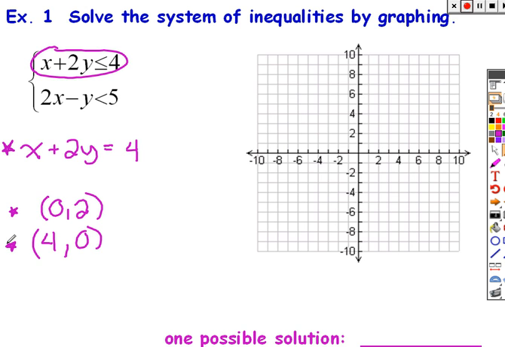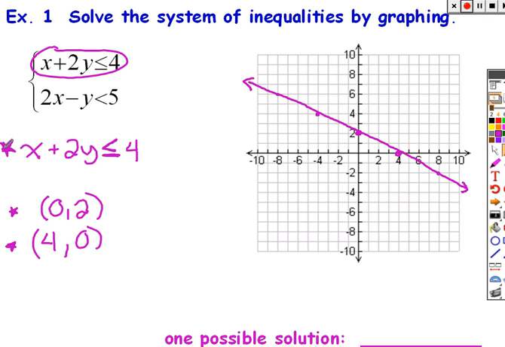But remember, this actually wasn't an equal sign. This was a less than or equals to sign. So if I think about 0, 2 and 4, 0, these would be points that were on that line. If my symbol is less than or equal to, I'd actually want to go ahead and just plot this line, up 2, back 4. So there's my original line x plus 2y equals 4, but I want this to be less than or equal to 4.